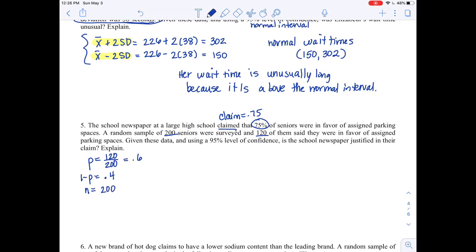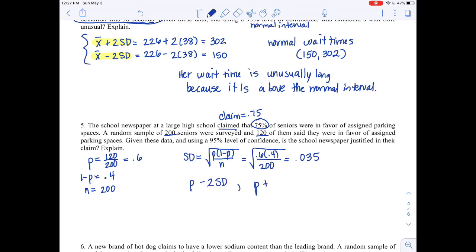So we're going to need 1 minus p, which comes out to be 0.4. You need to know how many people were surveyed, so that would be 200. So when we make our standard deviation, that comes from the square root of p times 1 minus p divided by n. So the square root of 0.6 times 0.4 divided by 200. So when I take the square root of 0.6 times 0.4 divided by 200, that comes out to be 0.035.